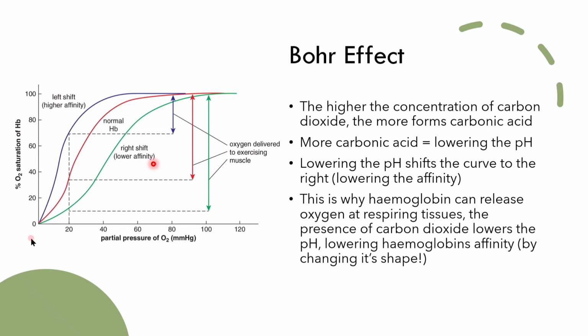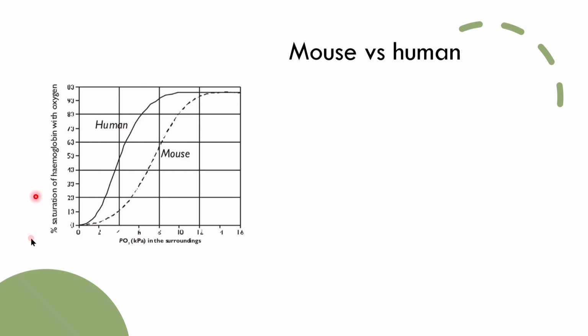And the pH lowering can change the hemoglobin's affinity because the change in pH changes the shape of the hemoglobin. It changes the structure of these 4 polypeptides. And so this change in shape changes the affinity, and it will release more of its oxygen to the respiring tissues for aerobic respiration. And lastly, we'll look at an example that is heavily brought up in exam questions.